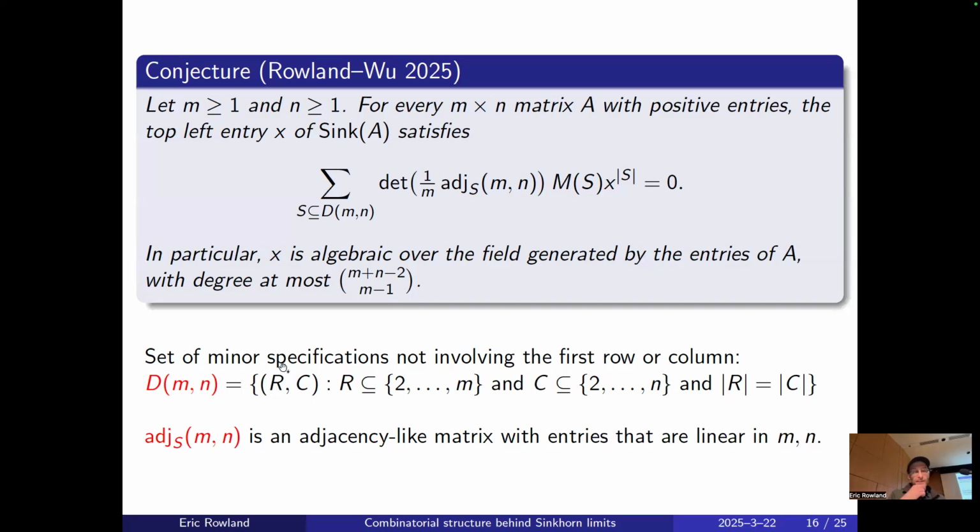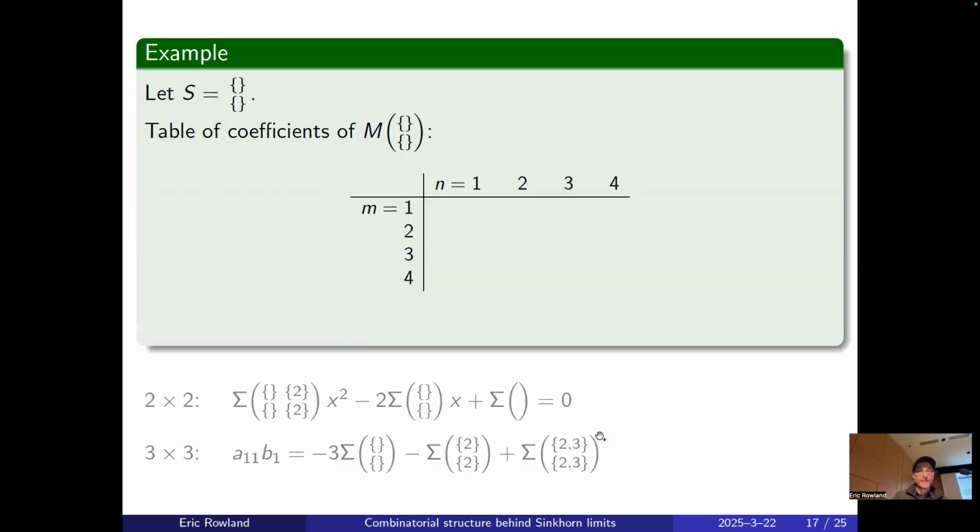The other thing I'll say is that this adjacency matrix, so what we're going to do is fix... We started by fixing the size of the matrix, right? But to get formulas for the integer coefficients, it's better to fix a coefficient you're looking at and change the size of the matrix, and then you can hope to get an actual formula for the coefficient. And when we do this, this seems to be an adjacency matrix with entries that are linear in M and N. So here's an example.